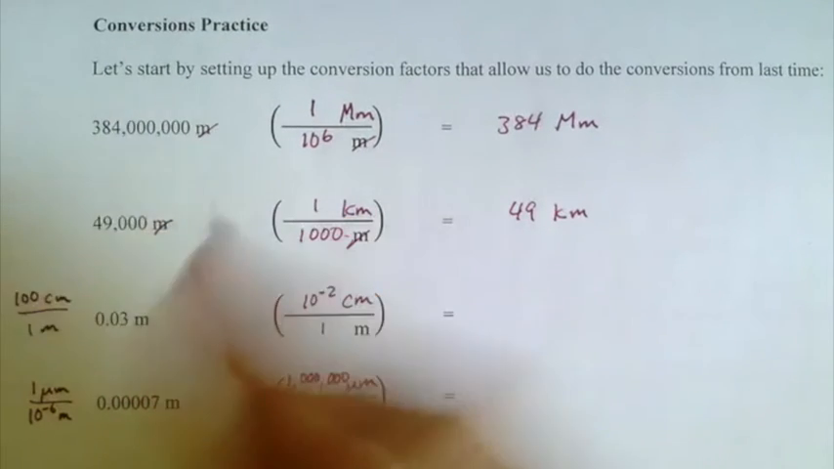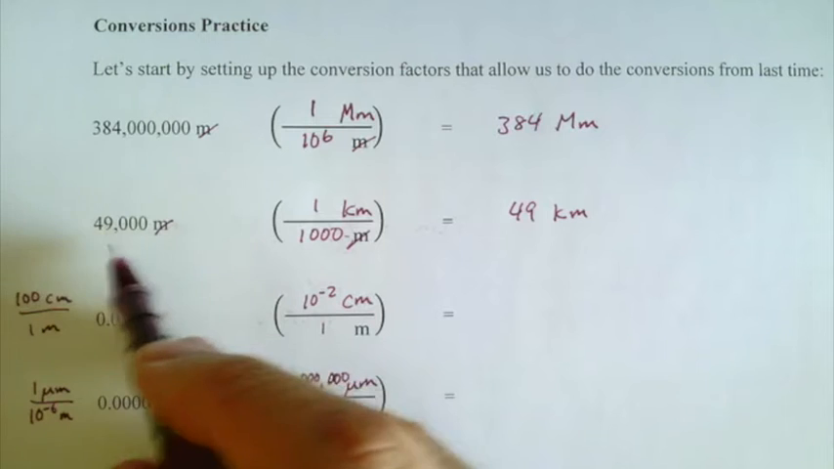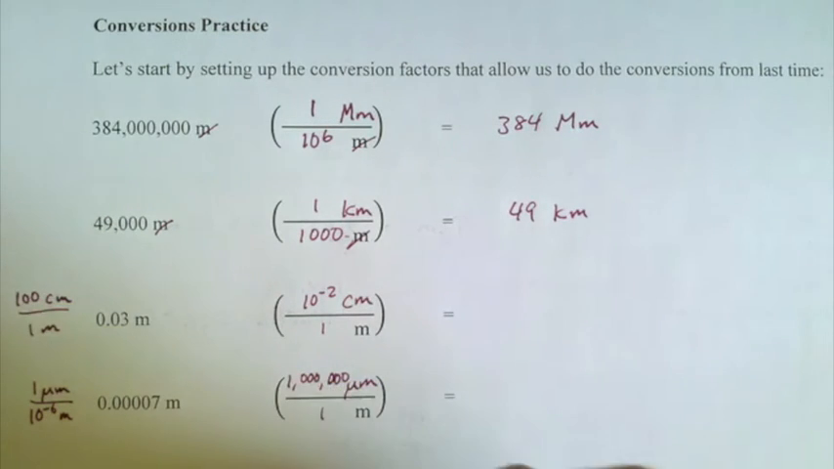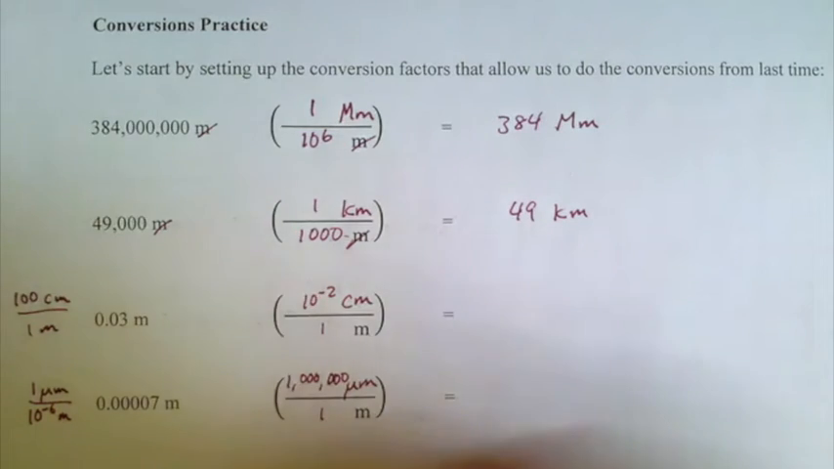Notice these zeros out here are at the end of a big number with no decimal. So unless told otherwise, we're going to assume those are not sig figs and ignore them.